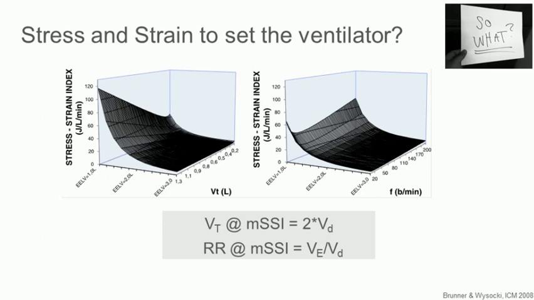And we also find an optimal rate that minimizes the stress and the strain, which is, for a given minute ventilation, dependent on the dead space, right? So if we are taking it into consideration, if we are able to measure the physiological dead space, we might be able to adjust a little bit better the tidal volume to minimize the stress and the strain.